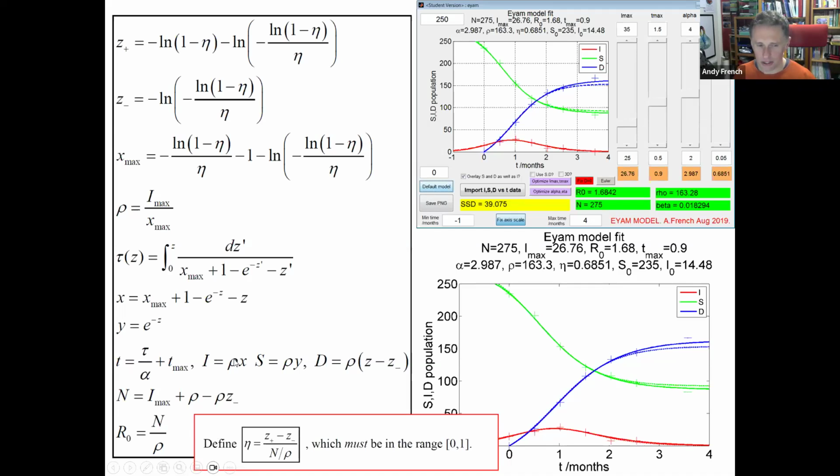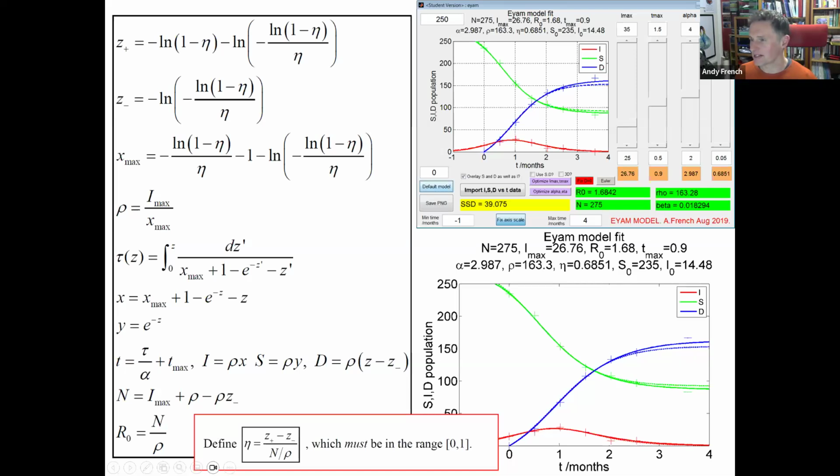Then you can work out the infectives, susceptibles, and deads via these dimensionless parameters. And it all boils down, and this is a lovely idea that my colleague John Kern figured out, to this dimensionless parameter, eta, which goes between 0 and 1. That kind of defines the model. So it's very similar to before, but we have slightly different input parameters.